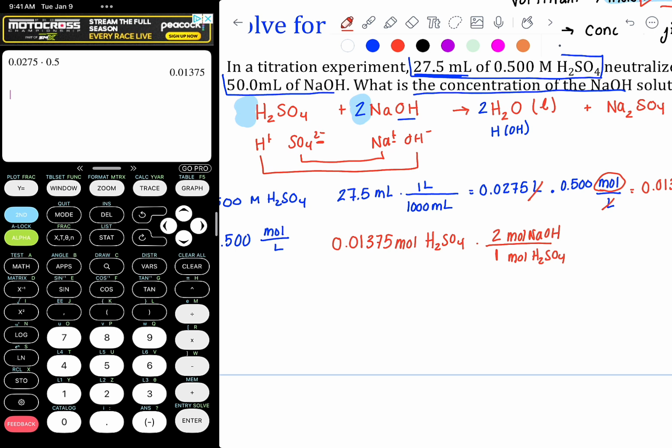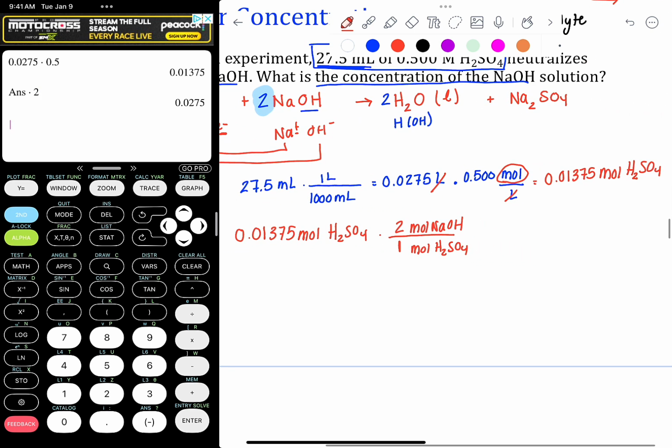So we'll take that 0.01357, we'll multiply it by 2, and we get 0.0275 moles of NaOH. So that is our moles of our analyte.